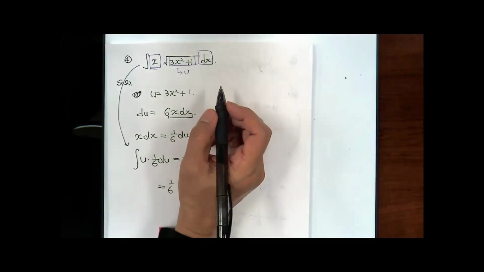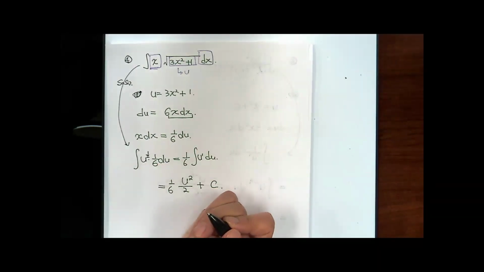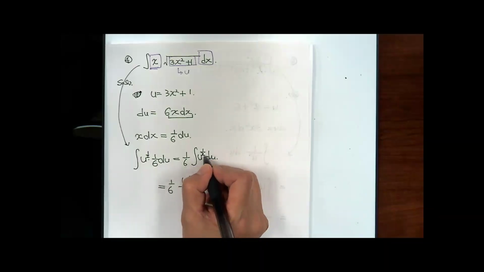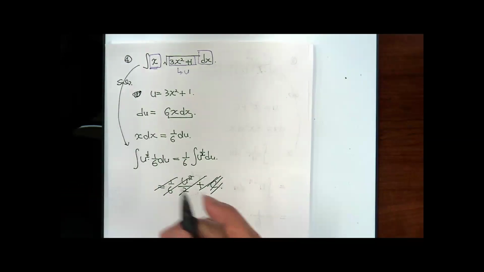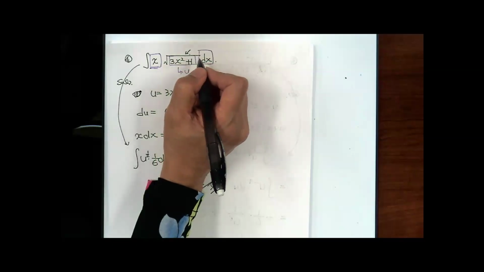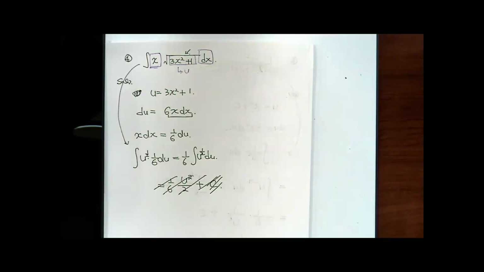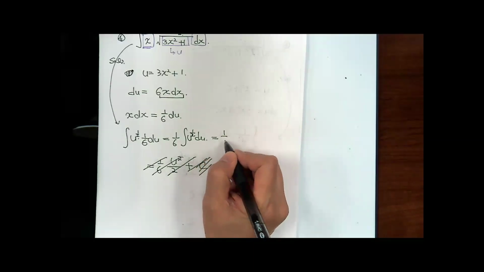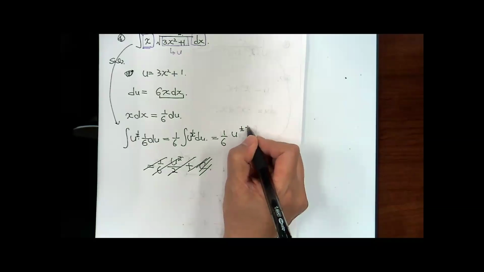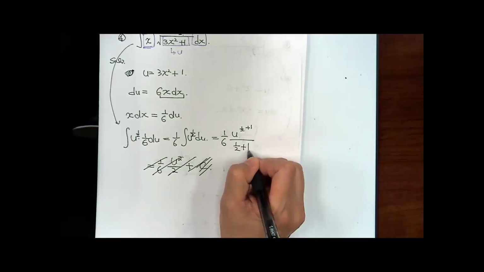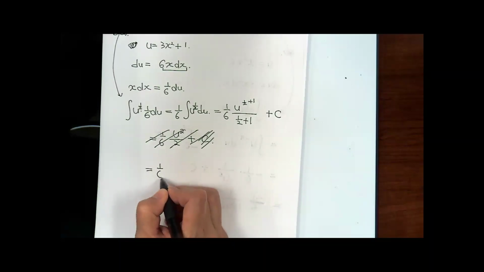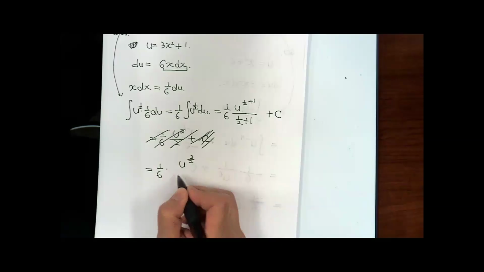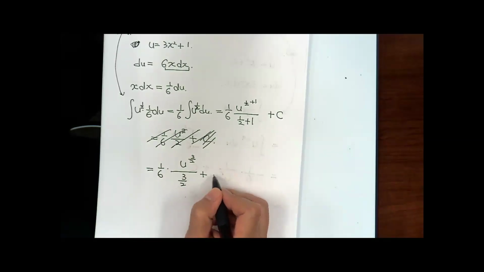This is the first power, so that equals 1 over 6 times u squared over 2 plus c. Actually, I have to write the 1 over 2 power, right? Because of this square root. Any question? So this one is 1 over 6, u to the (1 over 2 plus 1) over (1 over 2 plus 1) plus c. No question, right? Yeah, clear. So that's 1 over 6 times u to the 3 over 2 over 3 over 2 plus c.